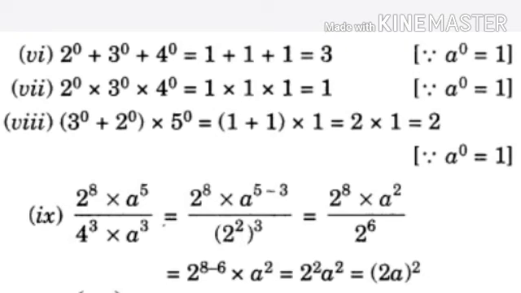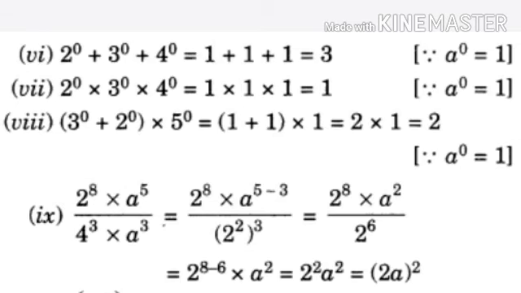Seventh, same as sixth, 2^0 × 3^0 × 4^0 is equal to 1 × 1 × 1, which is equal to 1. Eighth, (3^0 + 2^2) × 5^0. So we can write (1 + 1) × 1. 1 + 1 is equal to 2, and 2 × 1 is equal to 2.